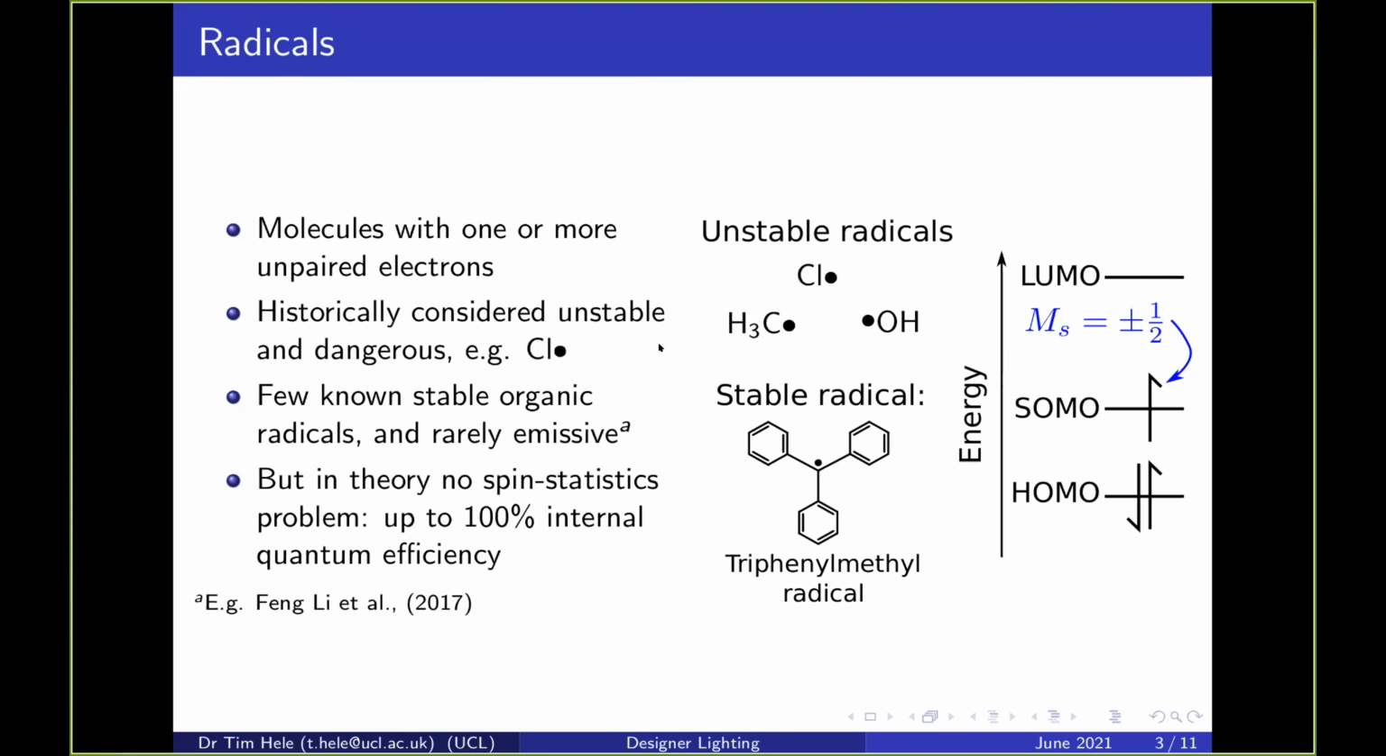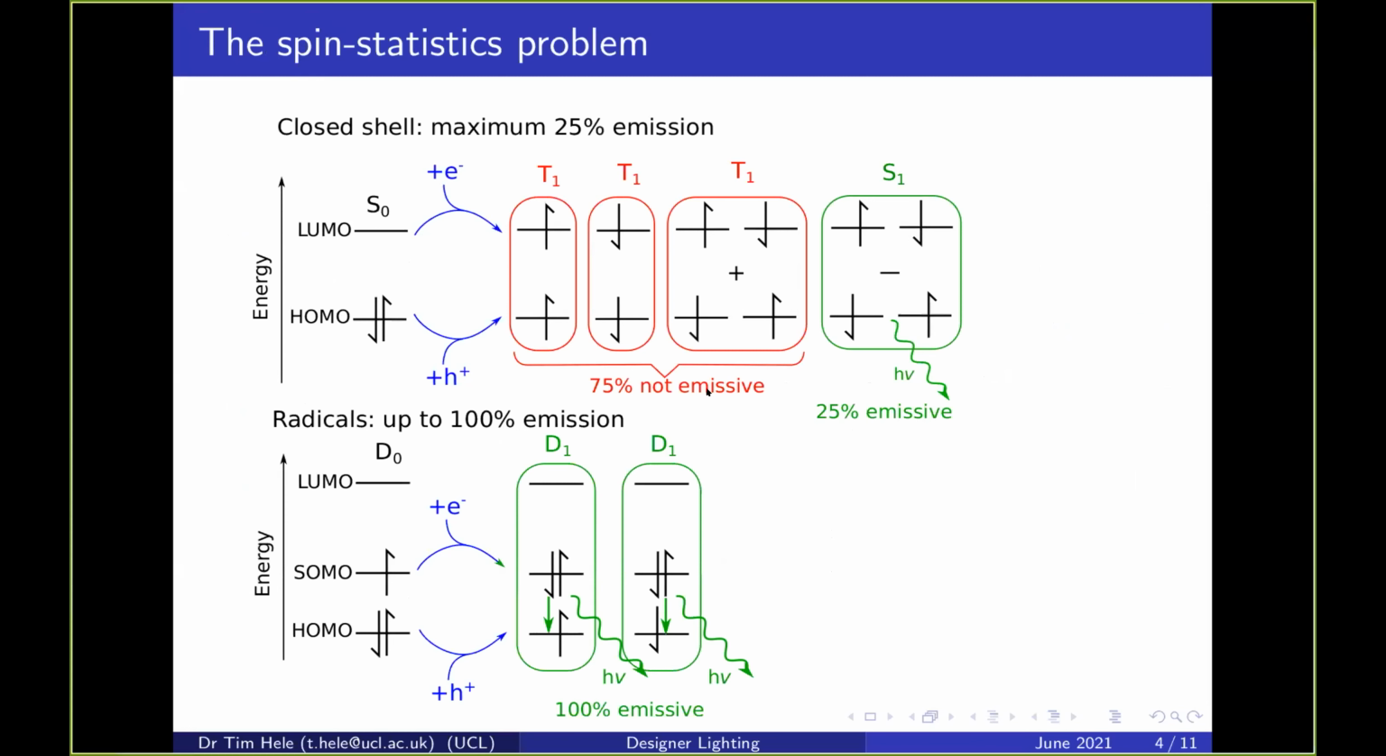And historically, many known radicals, such as the chlorine radical, are unstable and dangerous, such as being used in the degradation of the ozone layer. And the few known stable organic radicals, such as the triphenyl methyl radical, are rarely emissive. However, in theory, there's no spin statistics problem with including them in OLEDs. And I realize for some of you, this will be familiar.